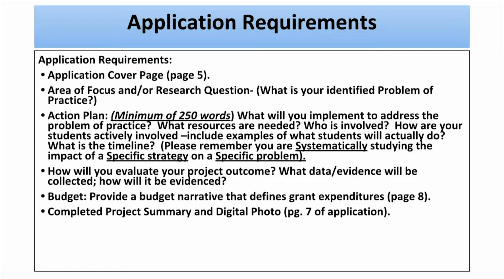Then you have to include your action plan, and it's a minimum of 250 words, but you can write more, whatever it takes to be specific and let that scorer know what you're doing, because you're going to be scored on a rubric that you've probably already looked at in the grant application, but it's at the very end of the grant application, and that's what they use to score. So make sure you tell exactly what you're doing.